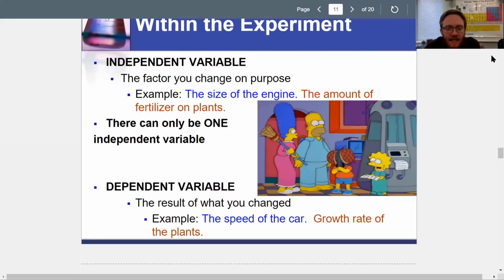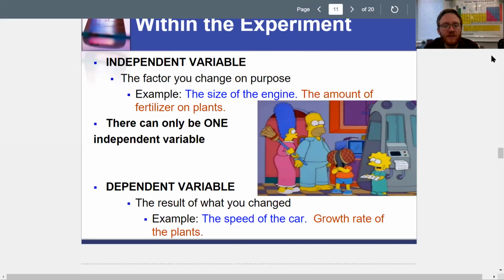So then you have a dependent variable, and that dependent variable results will vary based on what you've changed. So what that means is that the result of what you changed is dependent on what you changed, right? If it's the result, then something had to be the cause, right? Cause and result, or cause and effect. So if the independent variable is like a cause, then the dependent variable is the effect, and it's what you're studying. This is what you're taking data on.